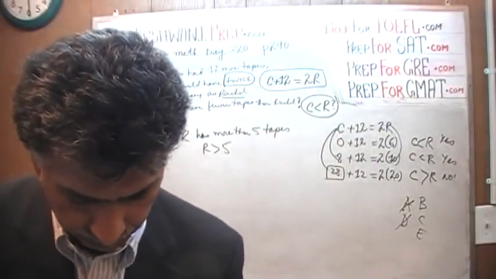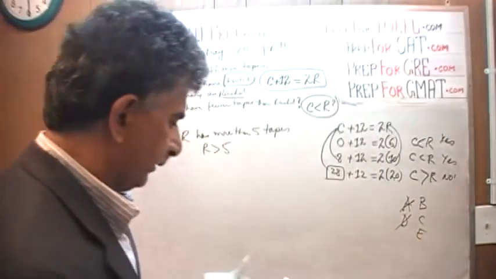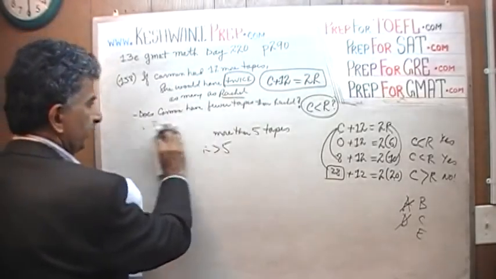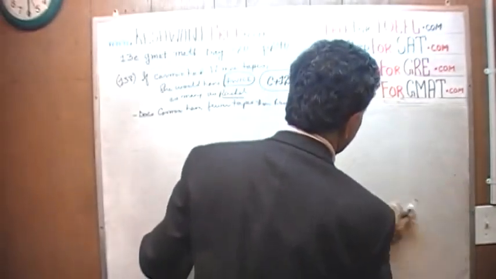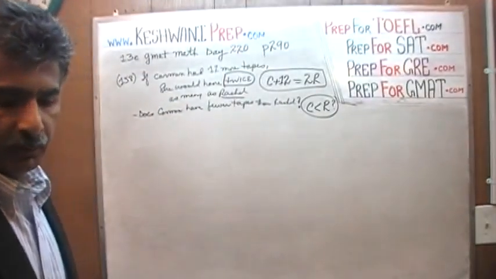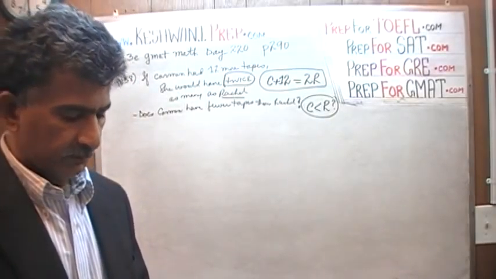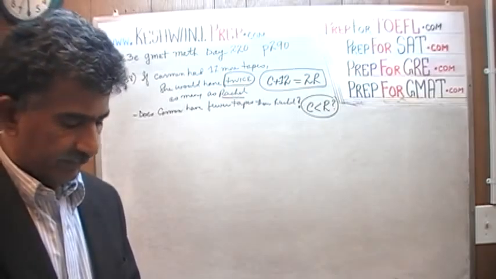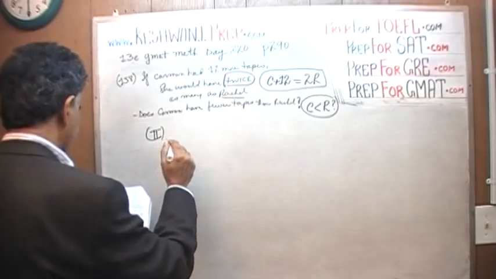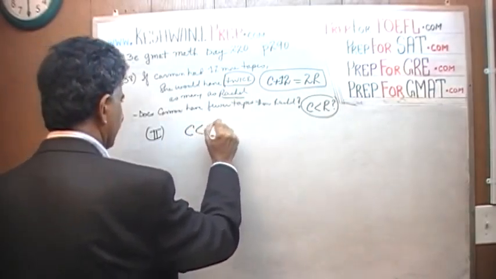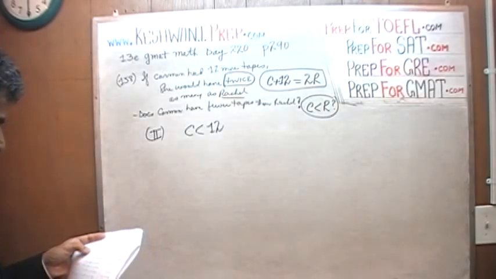Let's see what they give us in the second statement. Let's erase everything that we have done, the work in the first statement, so that we don't mix up the information from the two parts. You must never carry over your information, your memory, your thoughts from the first statement to the second statement. You must erase, you must delete everything. Second statement, they tell us that Carmen has fewer than 12 tapes. So C is less than 12. Alright.